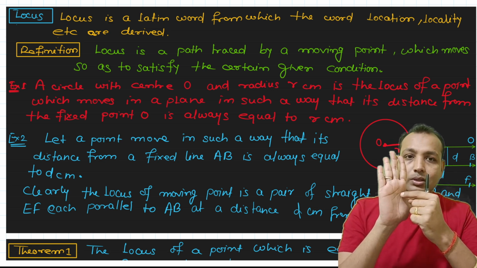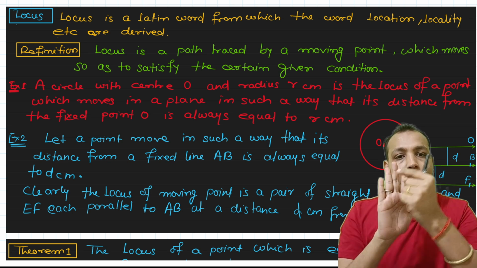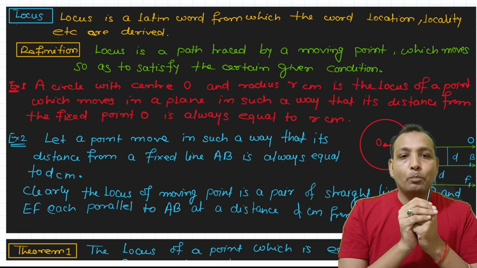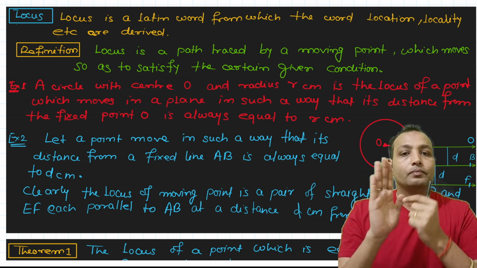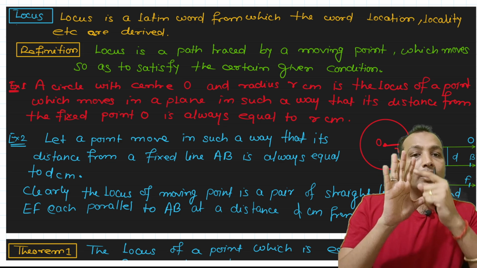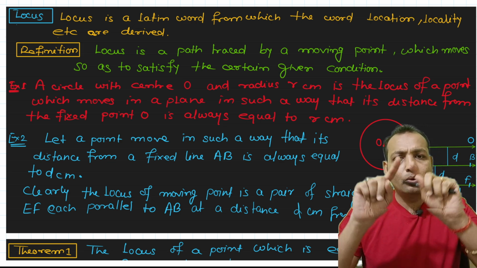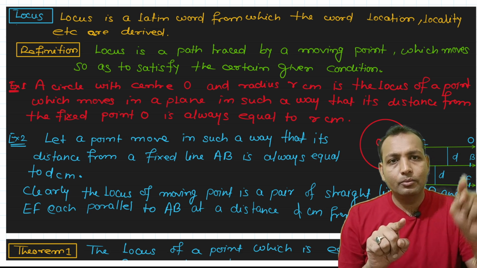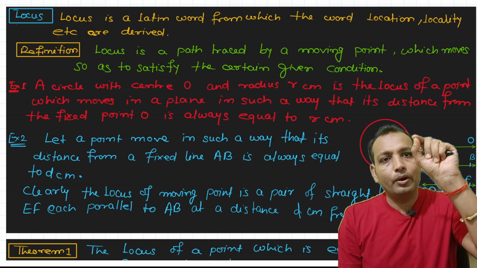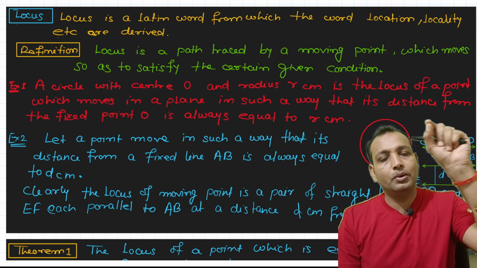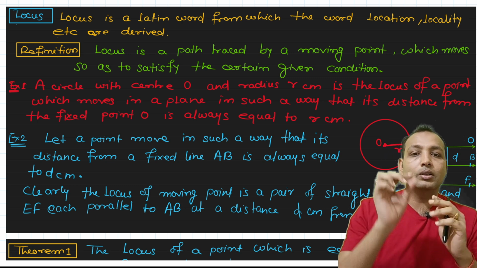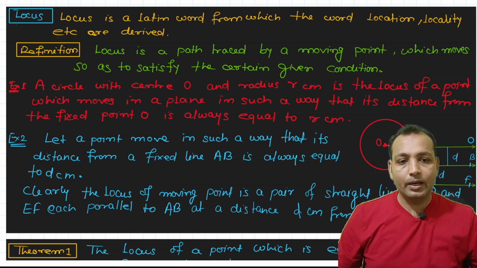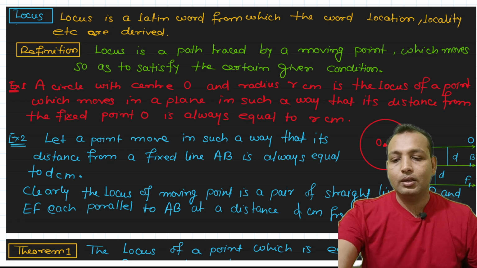Locus is a path traced by a moving point which moves so as to satisfy a certain given condition, right? So if your moving point moves like this, this will be the locus. That is circular, you can say a circle with center O. Let's take an example here, a circle with center O.